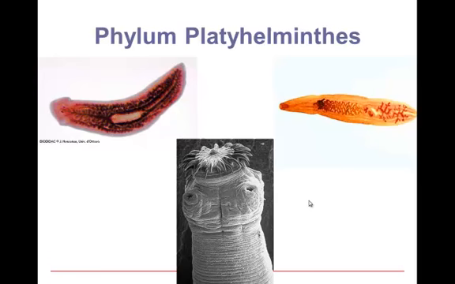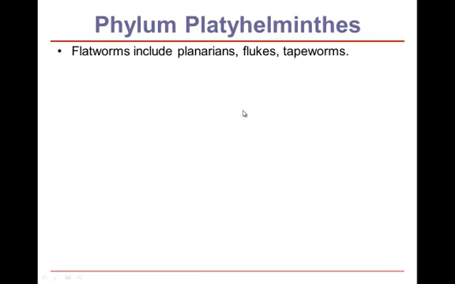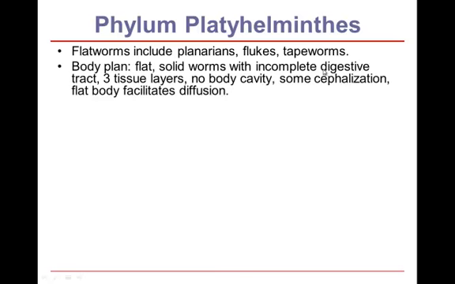Let's go ahead and look at the features of flatworms. Flatworms include the three groups I just mentioned: planarians, the free-living forms; flukes, which are parasitic forms; and tapeworms, which are parasitic forms. The body plan: these animals are flat, hence the name. They're solid worms, which is to say that they have no body cavity. They have an incomplete digestive tract, so their gut is a sac-like gut. They have three tissue layers.